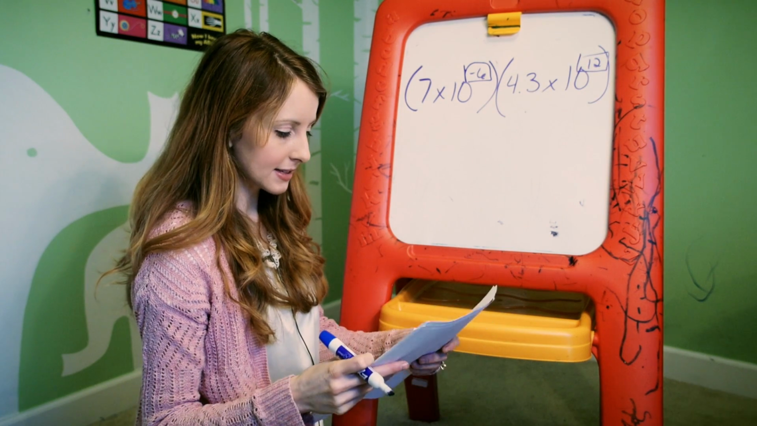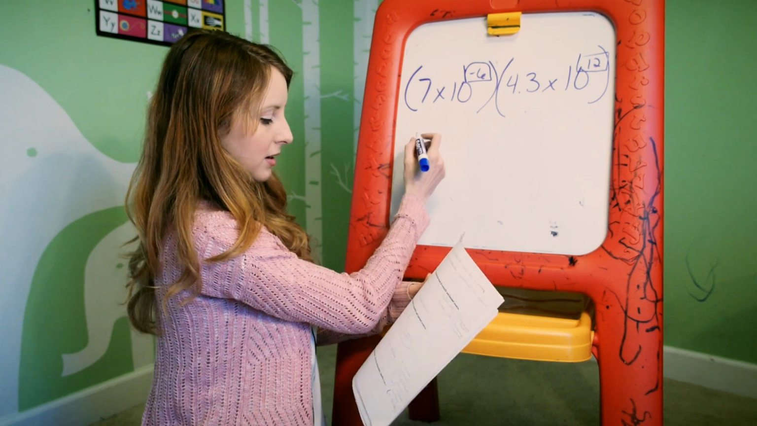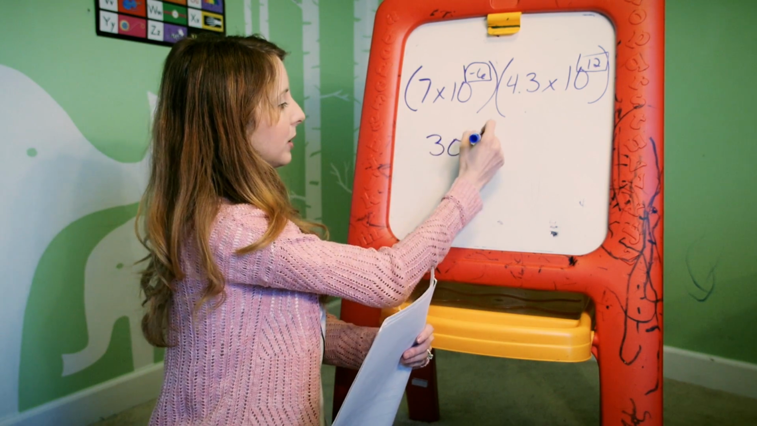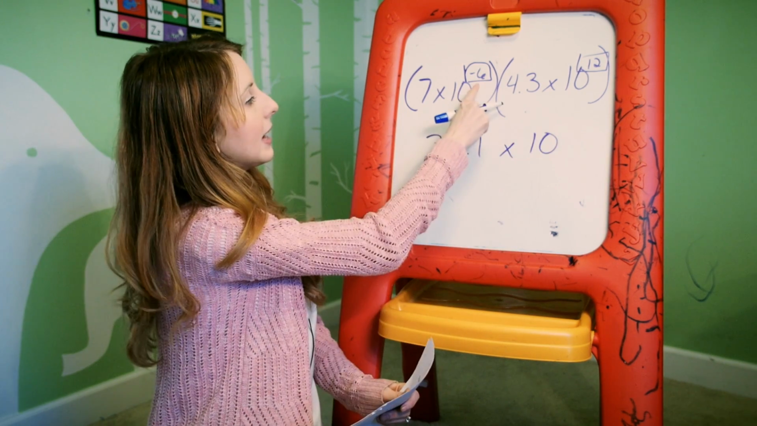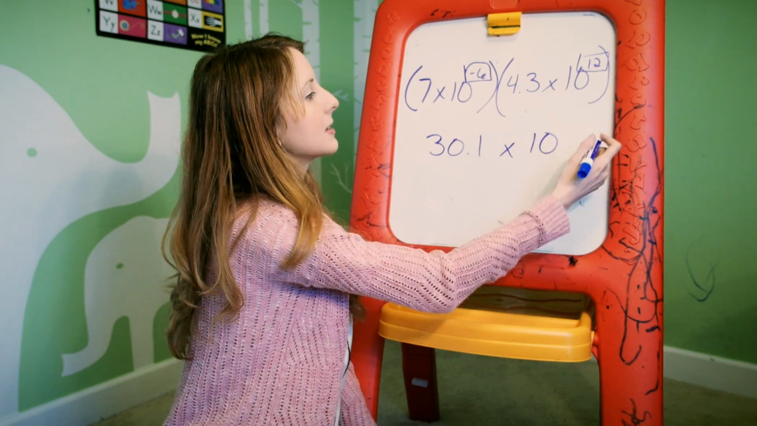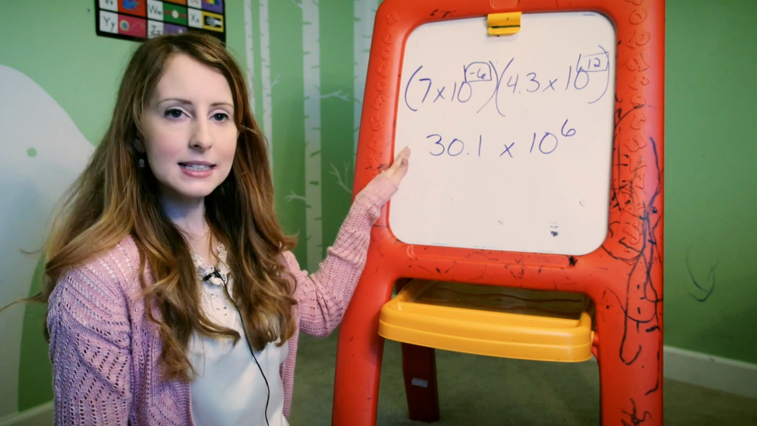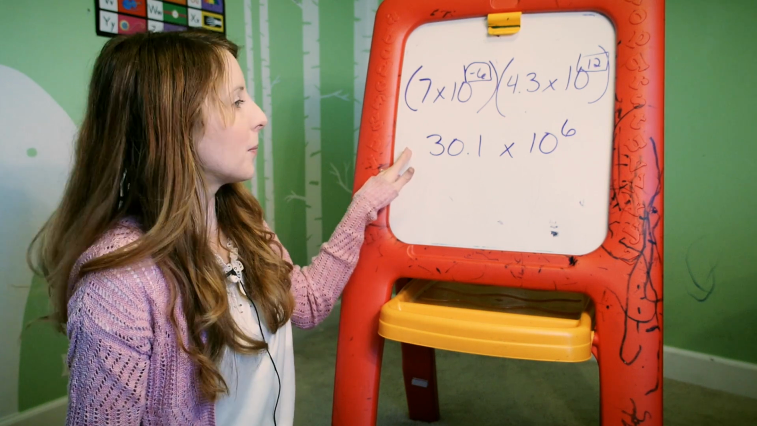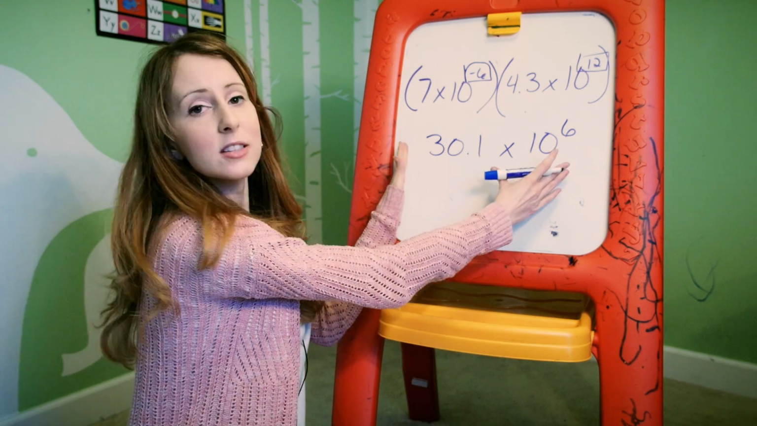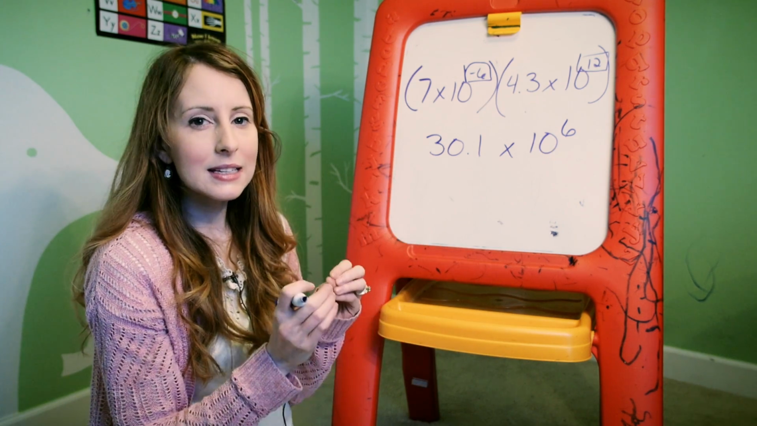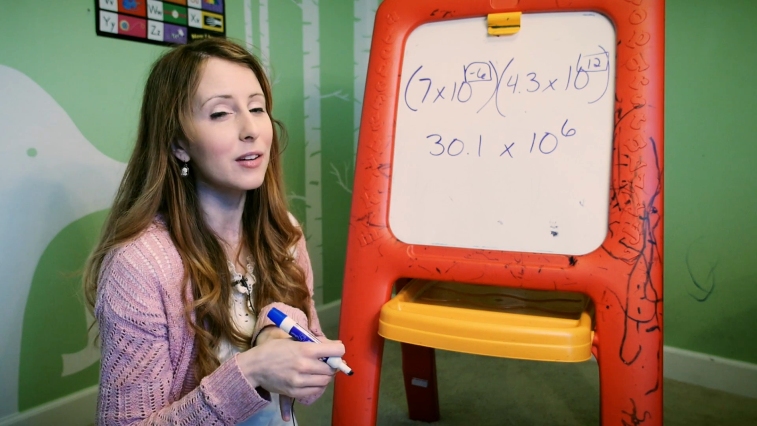All right, so if I take 7 times 4.3, I'll get 30.1, and then times 10 to the negative 6 plus 12, which is positive 6. Now, I like to leave my answer just like that, but sometimes after you've multiplied or divided, the answer that you got isn't in scientific notation anymore. There's just one little thing wrong with it. Can any of you spot it?